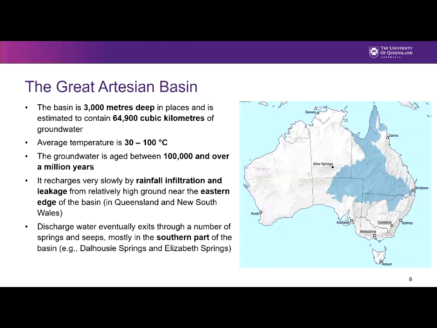And the age is between 100,000 to over a million years. How is this being identified? Can you roughly guess how those ages have been identified?